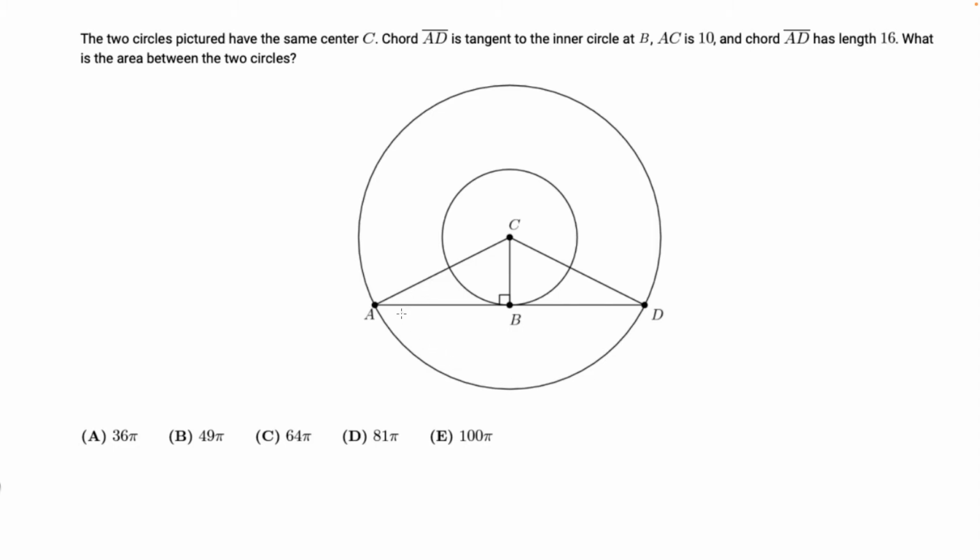So we know that chord AD is tangent to the inner circle B, and then AC is 10. So we can write 10, and then chord AD has a length of 16. So this whole chord is 16. And since the triangle has a right angle, this triangle is also a right angle. And then since this whole length was 16, these two triangles are congruent, so their lengths are just equal. So 16 divided by 2 is 8.